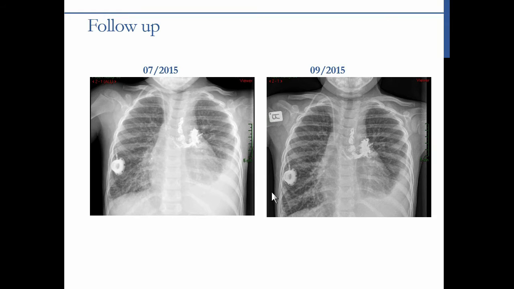So this is her chest x-ray immediately after the procedure. This is 6 months later. I just saw her 2 weeks ago, and she's doing extraordinarily well, gained weight, and pretty much they are taking her off sirolimus right now because there's no reason to have sirolimus.